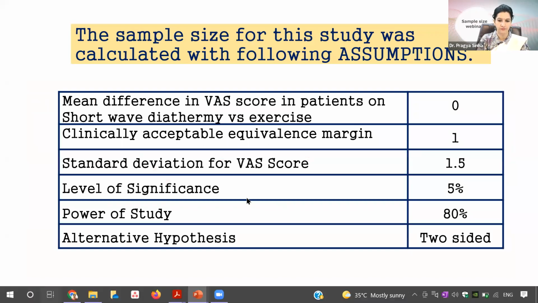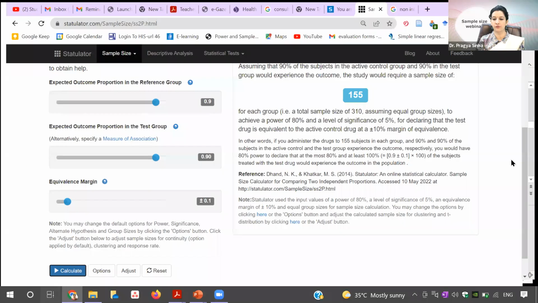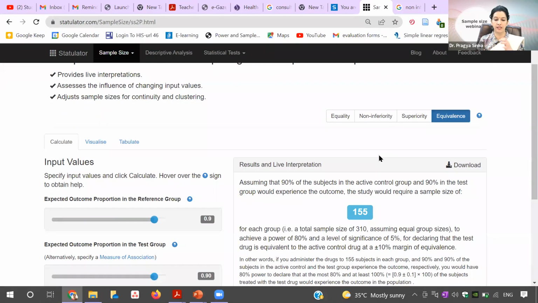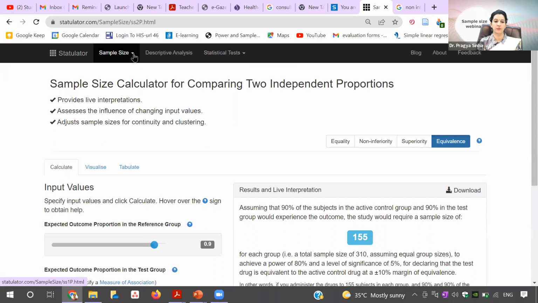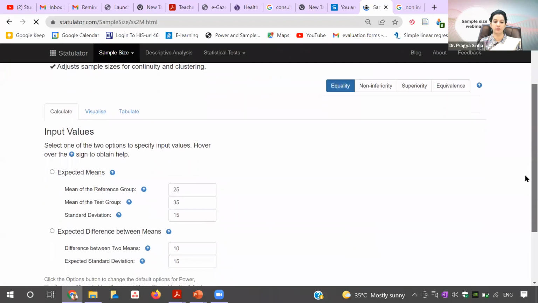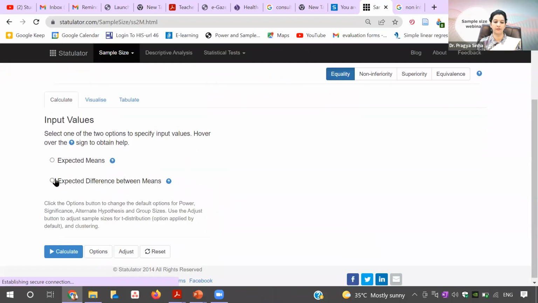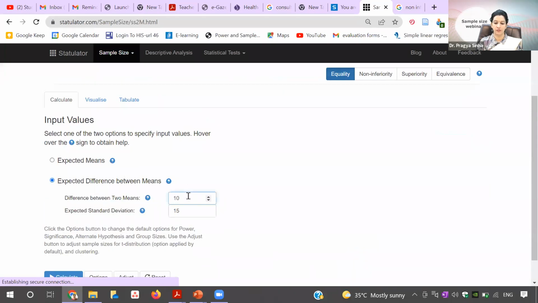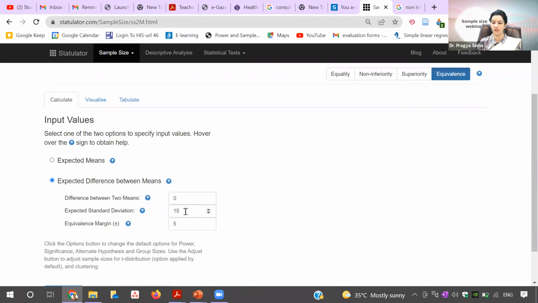So if I go here, what I'll do first, I click this equivalence. This difference I have to take as 0. So what I'll do, this was for the proportion. So I'll go for the mean, 2 independent means. And if you click the 2 independent means, I'll go with the expected difference between the means. So this was 0. Again, I have to click this equivalence, and this one, the expected standard deviation was 1.5, and this margin was 1.